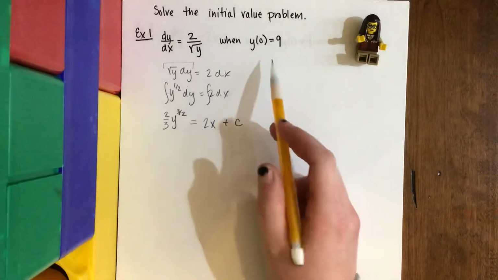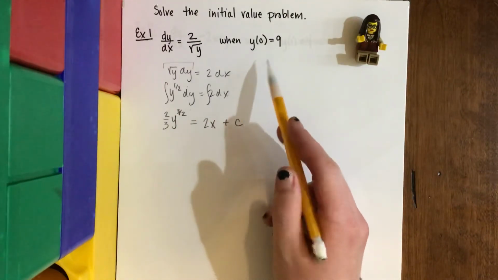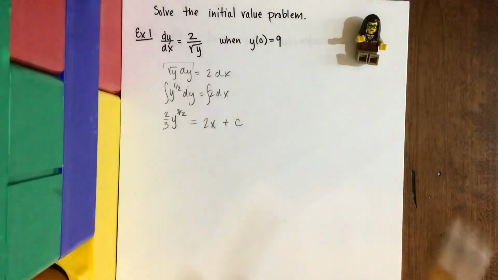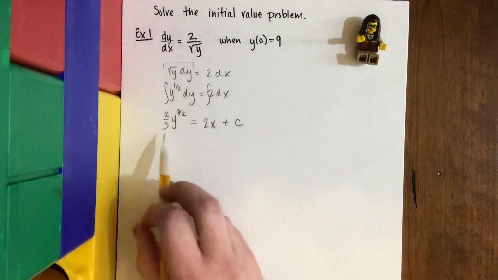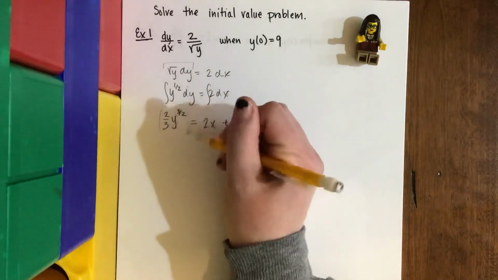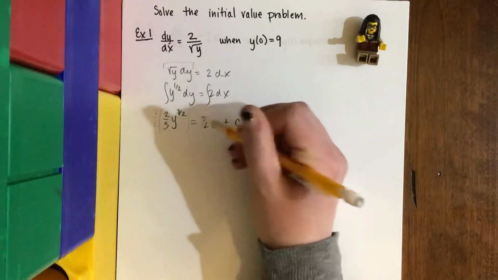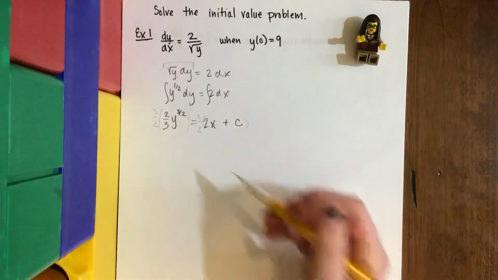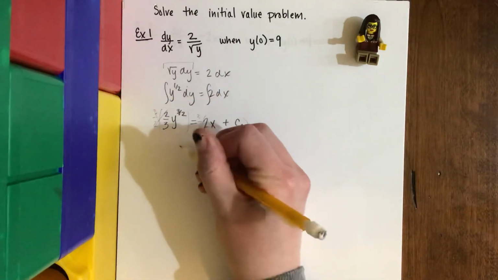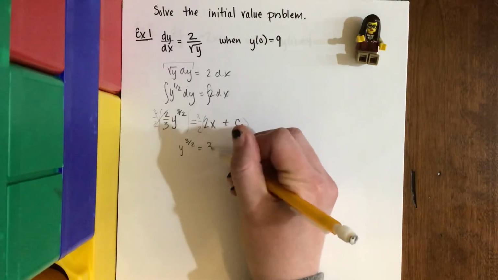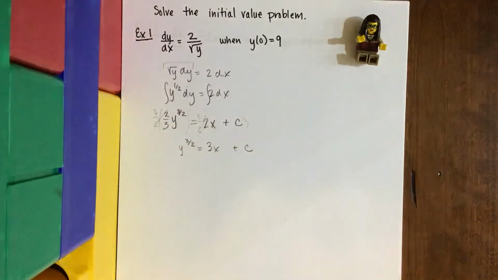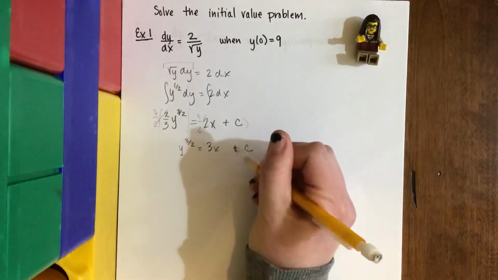Now, when I'm solving a differential equation, my goal is going to be to get y by itself. So I still have to get y alone, and I still have to deal with this initial condition here to find my c. Now, I can really plug that in anytime I feel it would be appropriate. I'm going to multiply both sides by the 3/2, and those end up canceling. And so now my equation is y to the 3/2 equals 3x plus c. Now we're going to solve for c.